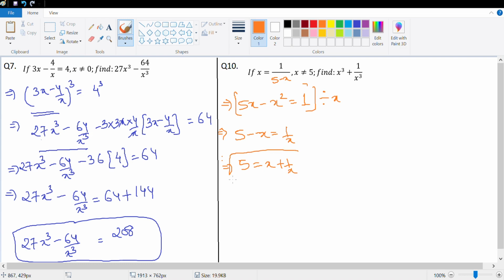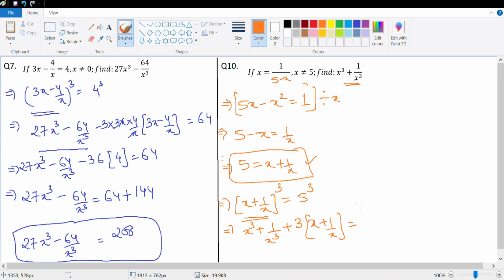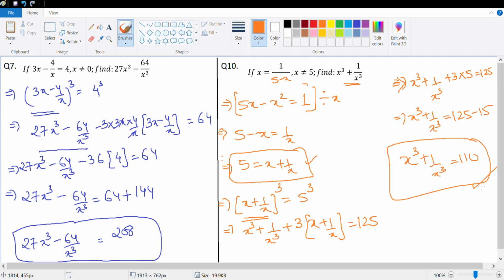Now, this is the basic thing we need to calculate x cubed plus 1 upon x cubed. So let's take the cube of both the sides. So x plus 1 upon x, whole cube, would be equal to 5 cubed. I know a plus b whole cube is equal to a cube plus b cube plus 3 times, in this case, a into b will give me 1 only, x plus 1 upon x, and that's equal to 5 cubed, which is 125. Which means x cubed plus 1 upon x cubed plus 3 multiplied with 5 is equal to 125, which means x cubed plus 1 upon x cubed is equal to 125 minus 15. So x cubed plus 1 upon x cubed would be equal to 110. Correct, that's the final answer.